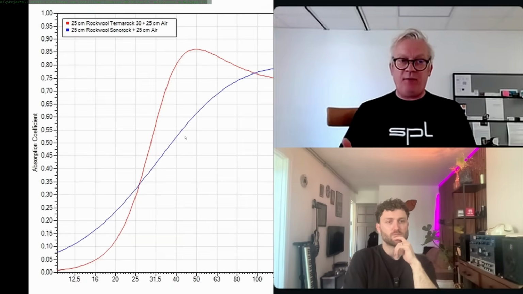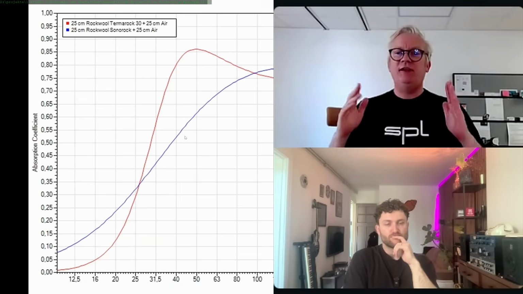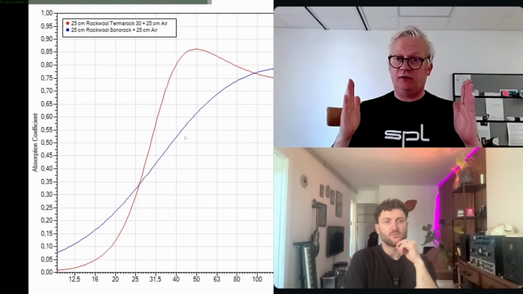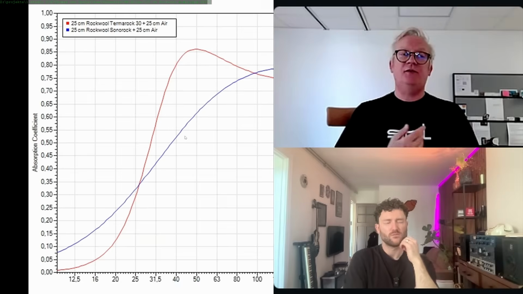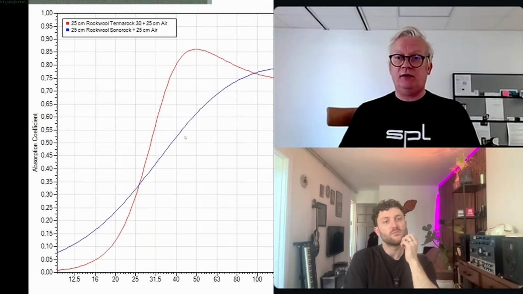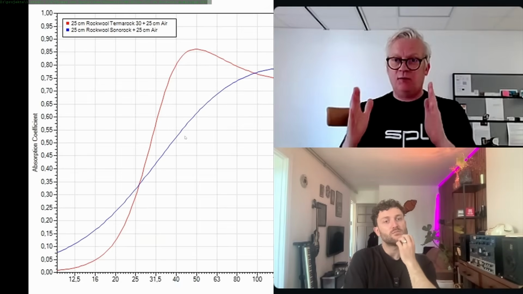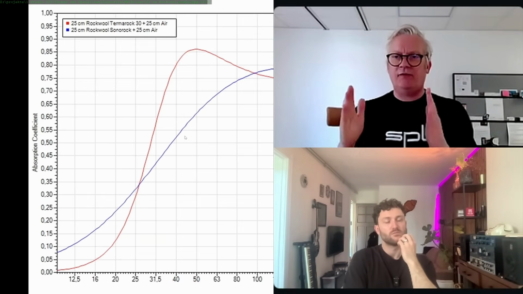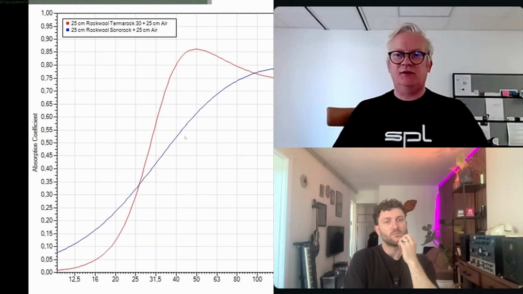But as a rule of thumb, it's usually a good idea to increase the distance between the rigid wall and the front of the absorber. And if you're short of money, then it's usually a good idea to spend this money on a small absorber module, foam, rock wool, whatever, and place it with a big distance to the wall.